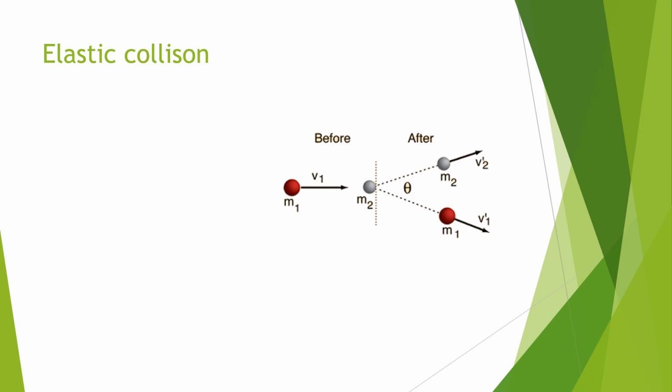Elastic collision. A collision between two particles or bodies is said to be elastic if both the linear momentum and the kinetic energy of the system remain conserved. Example: collision between atomic particles, atoms, marble balls and billiard balls.